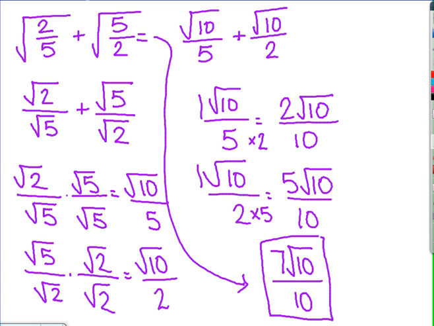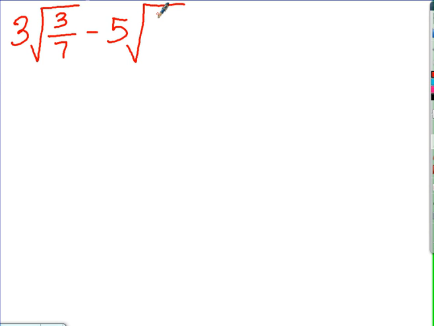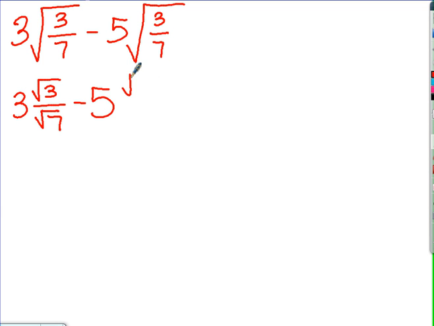All right, let's try another one. We have 3 square roots of 3/7 minus 5 square roots of 3/7. First of all, we write numerator and denominator as separate radicals. So we have 3 square roots of 3 over square root of 7 minus 5 square root of 3 over square root of 7.